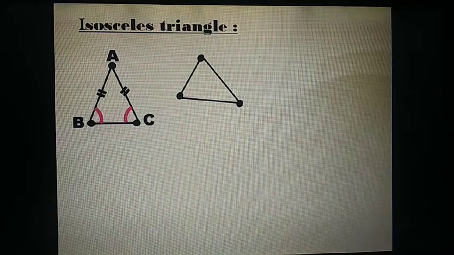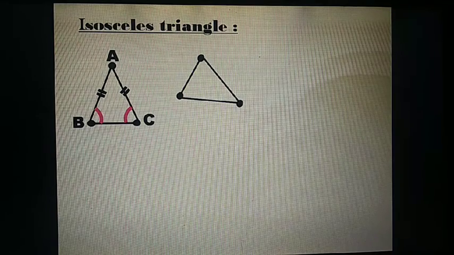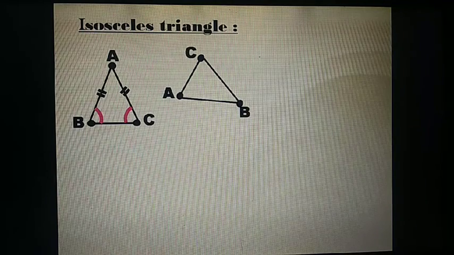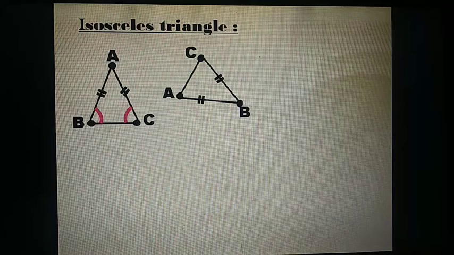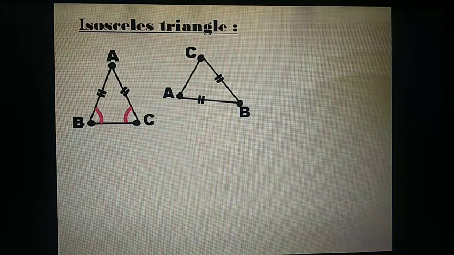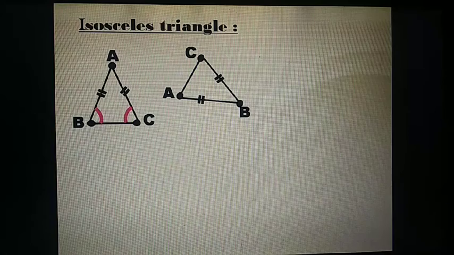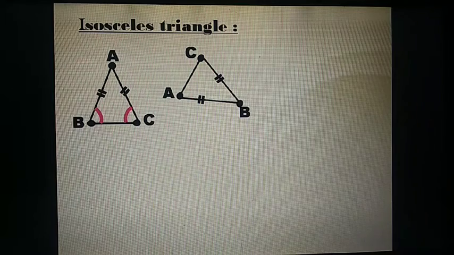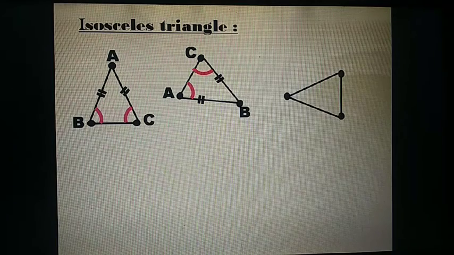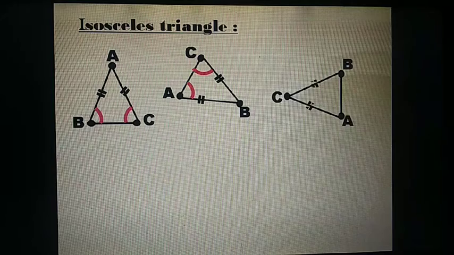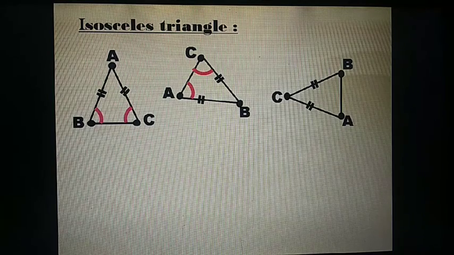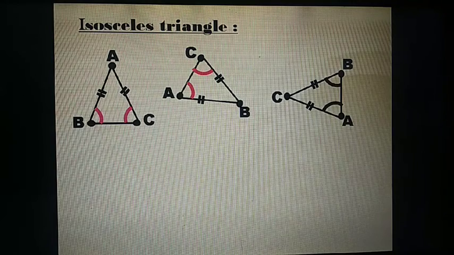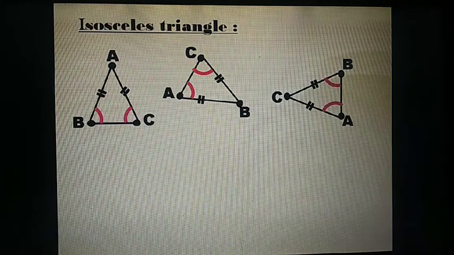Now let's take another isosceles triangle. Here it is a rotated figure. Now name it as ABC again. Here these two sides are equal. Side left is AC. So the base angles are angle A and angle C. These two angles are also equal. Again considering the third triangle, again it is an isosceles triangle. Again the side left is AB. So the base angles are angle A and angle B. These base angles are also equal.